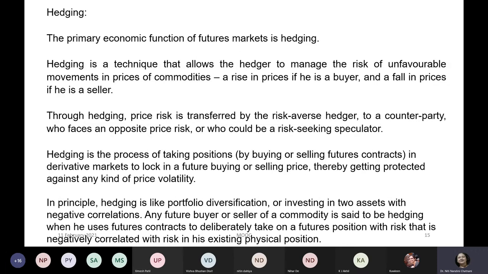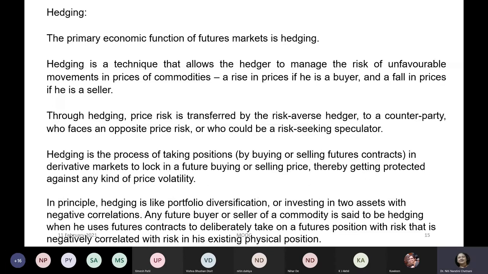That's something that acts as a nuisance in my business. And so I want someone else who's willing to take that volatility to take it up. So what hedging allows me to do is transfer the risk that arises for me out of volatility in commodity prices to my counterparty, who most probably will be a speculator who's willing to take that volatility.